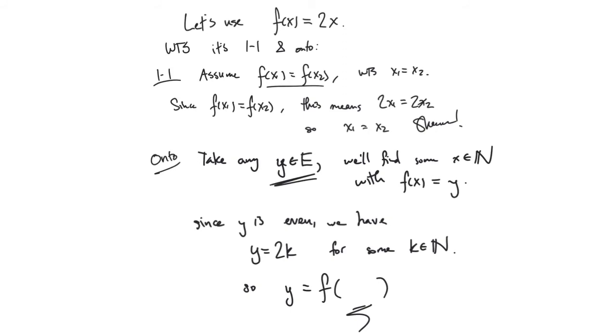I heard something. What did you say? k. Yeah, f of k, isn't it? If you put k there, f means 2 times whatever, right? f of x is 2x, so f of k is 2k, and y is 2k. So y equals f of k, as desired, right? We needed to demonstrate that y equals f of something, and it does equal f of k. So both of these things together show that f is a one-to-one correspondence.